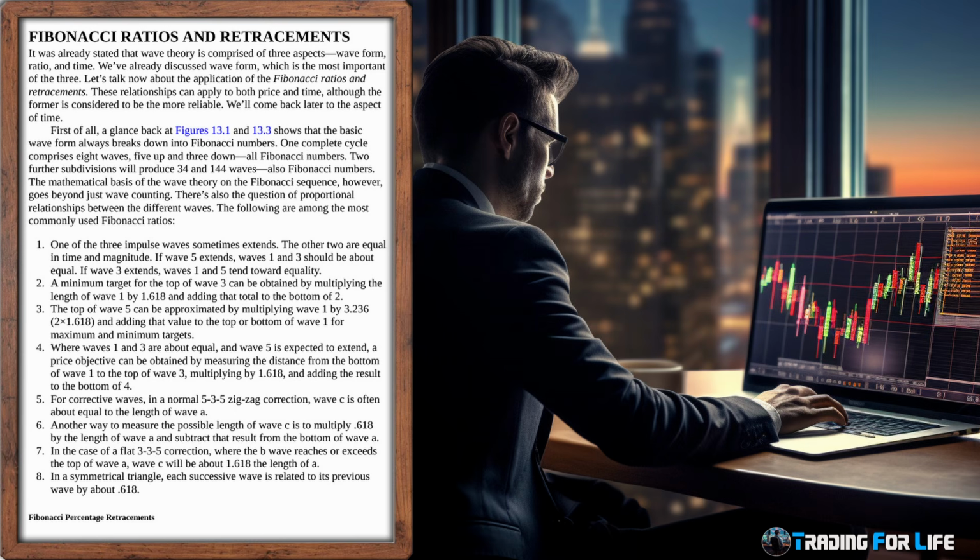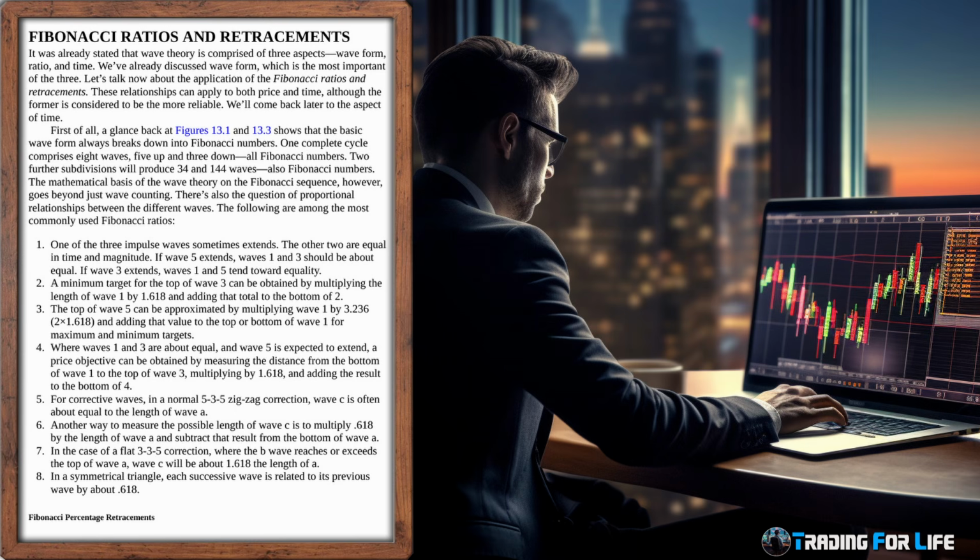1. One of the 3 impulse waves sometimes extends. The other 2 are equal in time and magnitude. If wave 5 extends, waves 1 and 3 should be about equal. If wave 3 extends, waves 1 and 5 tend toward equality. 2. A minimum target for the top of wave 3 can be obtained by multiplying the length of wave 1 by 1.618 and adding that total to the bottom of 2.